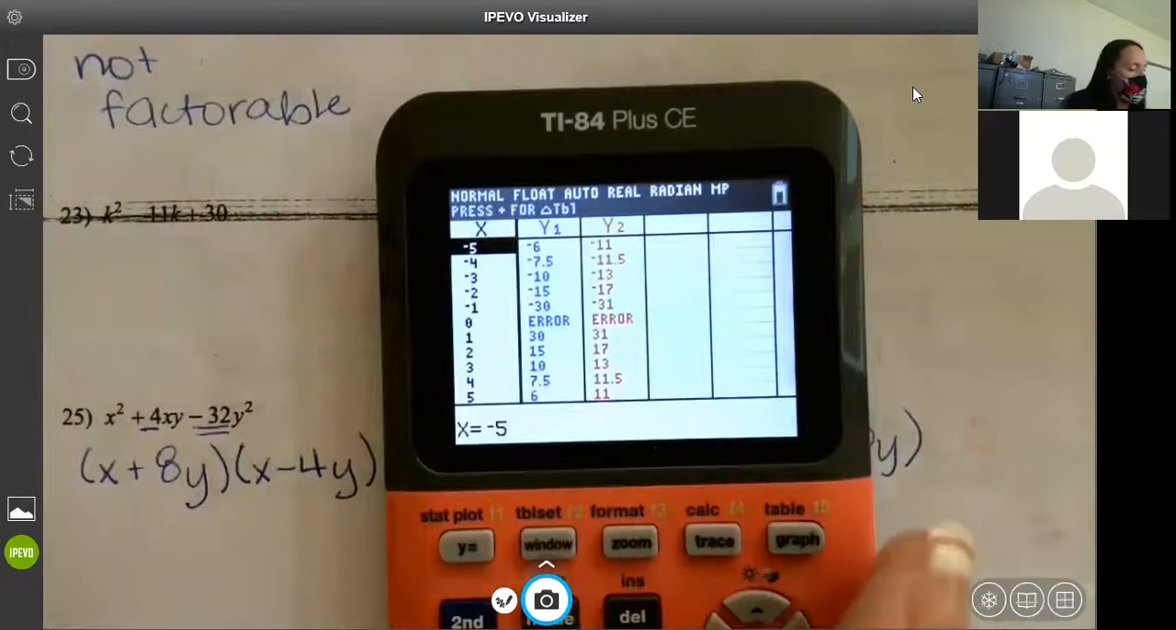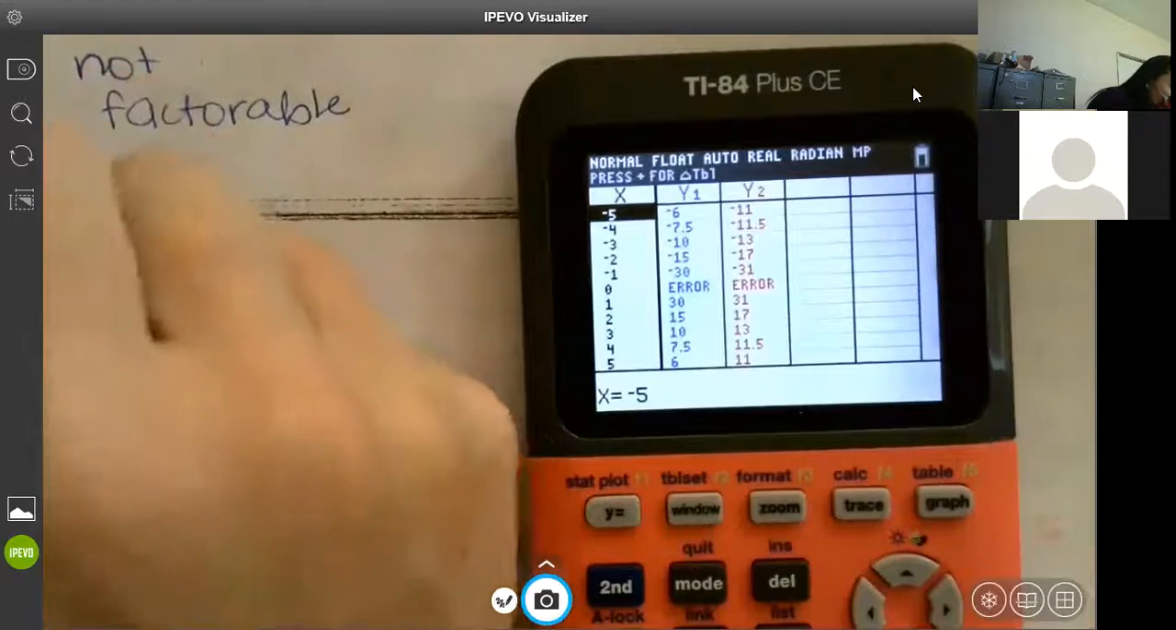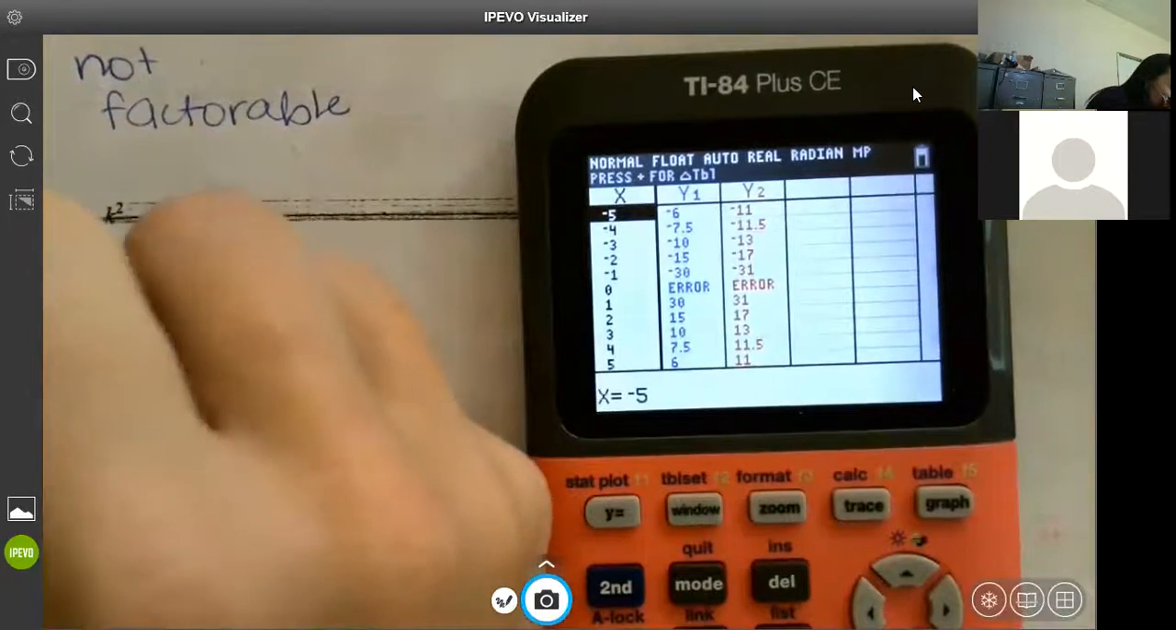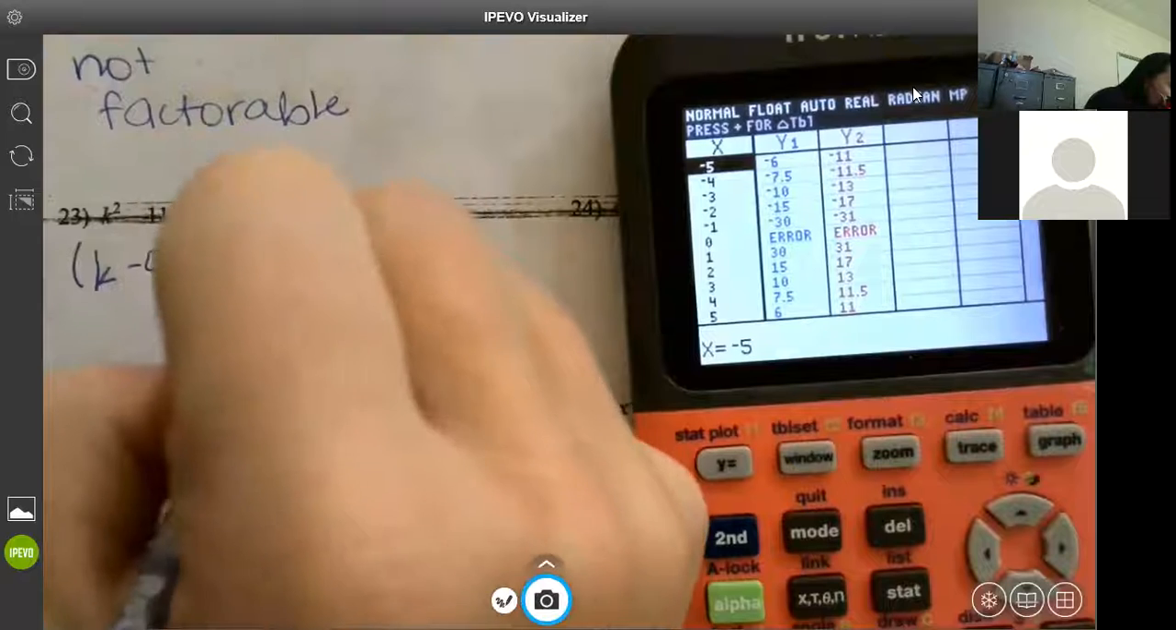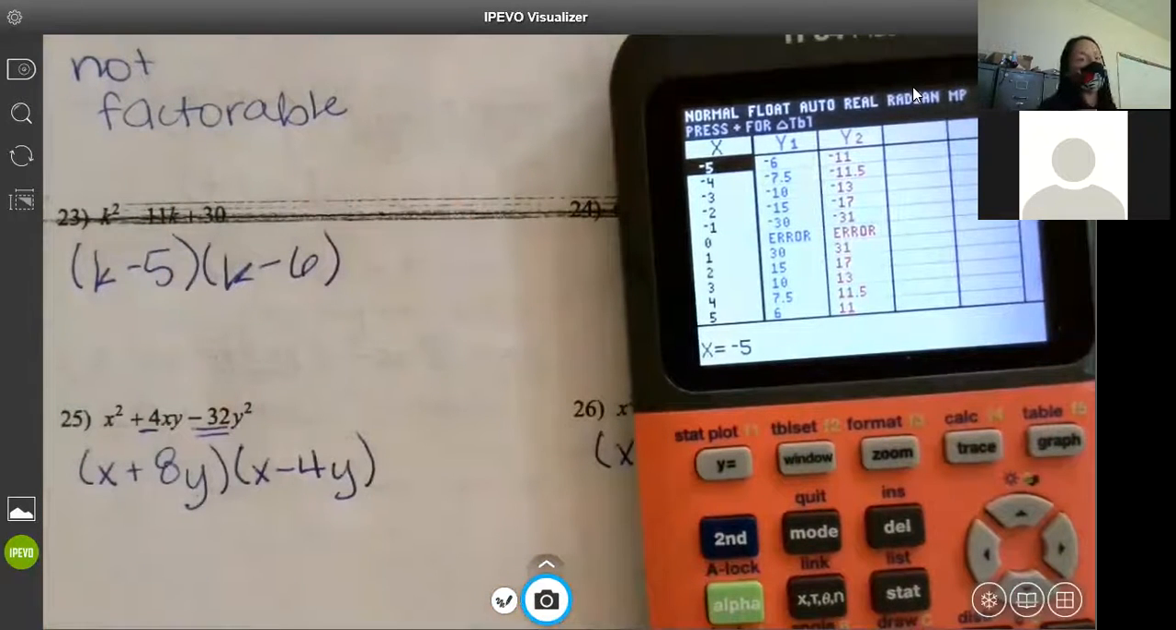So what are my two numbers? We had a K in front, a -5, no number or letter in the back, a K, and a -6. Use that calculator. It makes it so much easier.